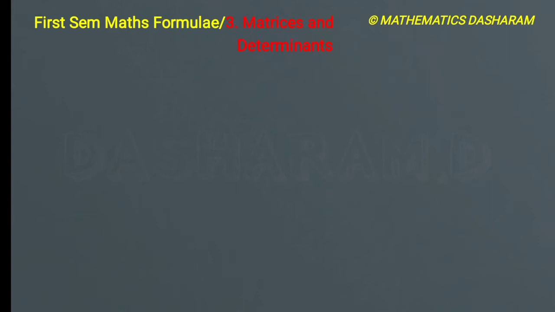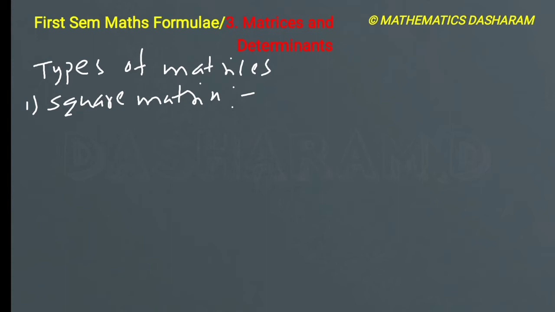In this chapter, first we have to learn types of matrices. First one is square matrix. In a matrix, if the number of rows and columns are equal, it is called a square matrix. For example, 2, 1, 3, 2. Your number of rows is 2 and number of columns is 2, so it is called a square matrix.